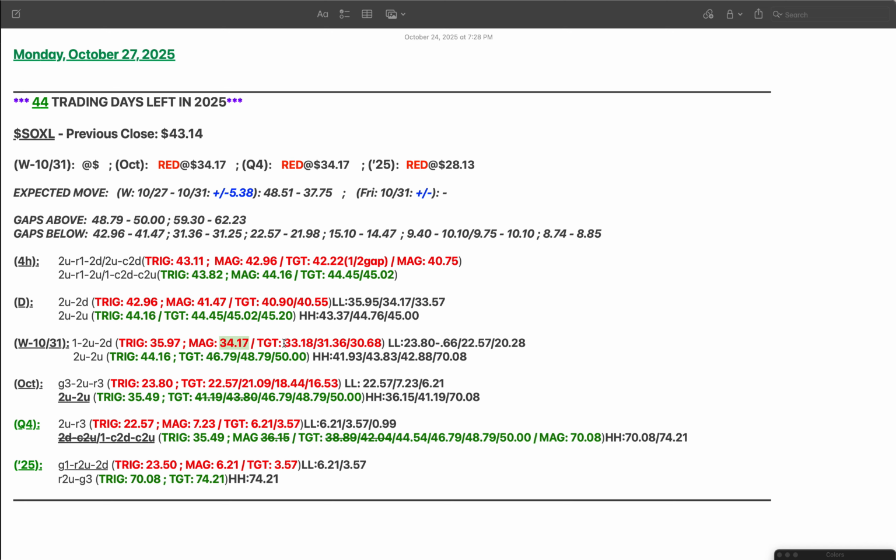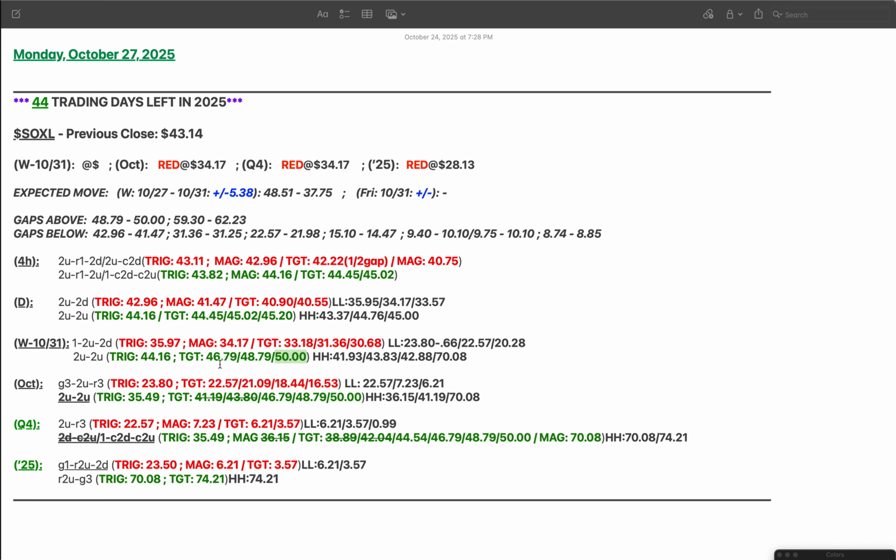It's still a decent move for SOXL, but we've got extended targets of 33.18, 31.36, and 30.68 if we really get going to the downside. To the upside, we would just have a 2 up, 2 up continuation if we go above 44.16. With that, though, we would have our extended targets of 46.79, 48.79, and 50 flat. By that point, we'll have worked through the resistance that we've been seeing on the day chart, and so that's why I've given those more extended targets.